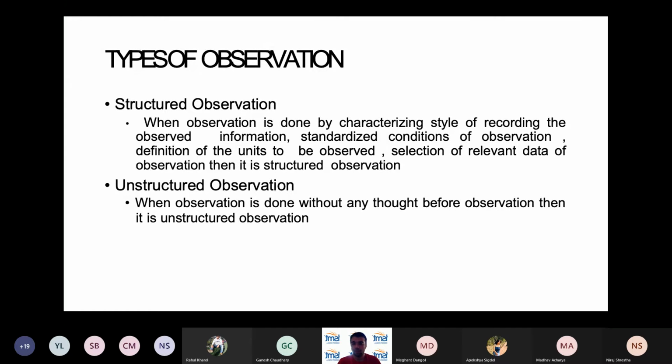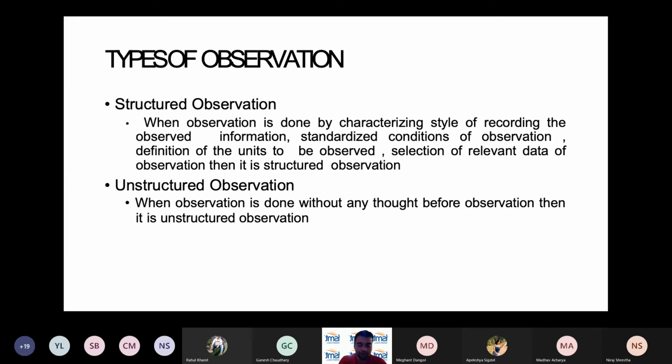Structured observation: when the observation is done by categorizing the style of recording, the observed information, standardized conditions of observation, definition of the unit to be observed, and selection of the relevant data of observation, then it is structured observation. When the observation is done without any thought before observation, then it is unstructured observation. The terms structured and unstructured can also be used with interviews and other methods.